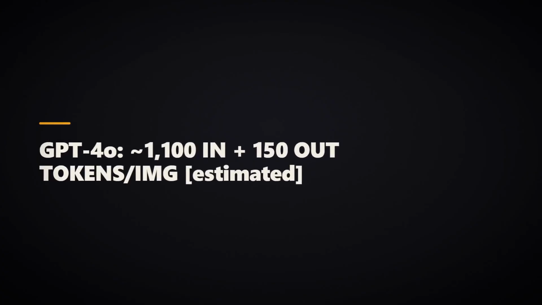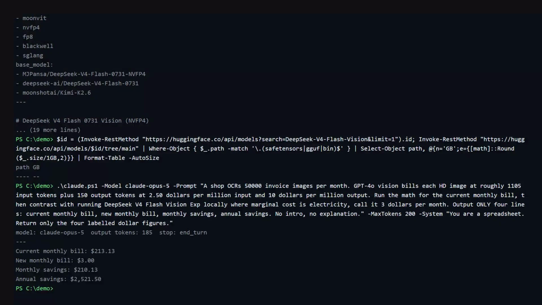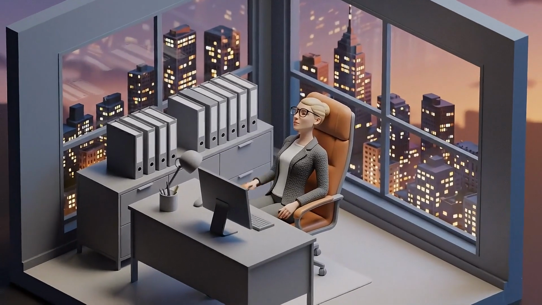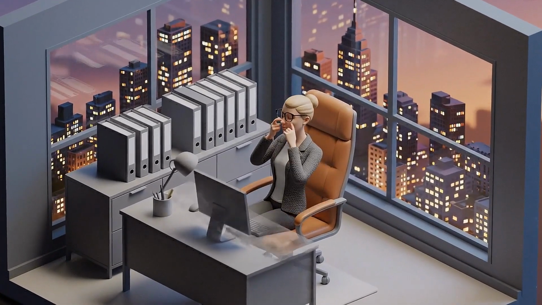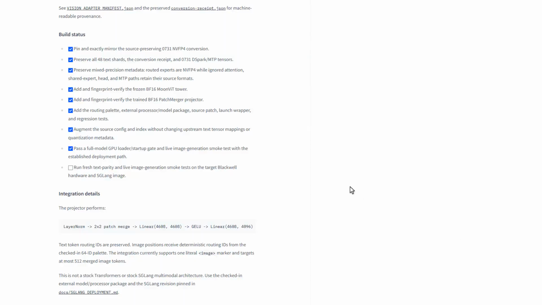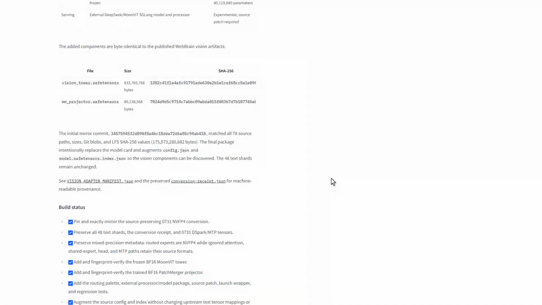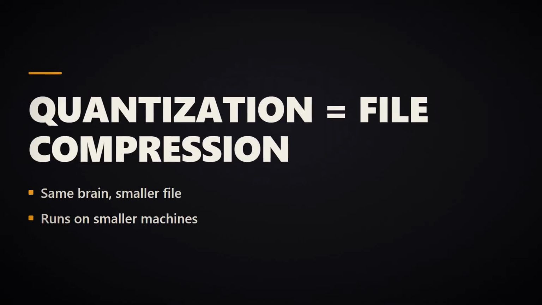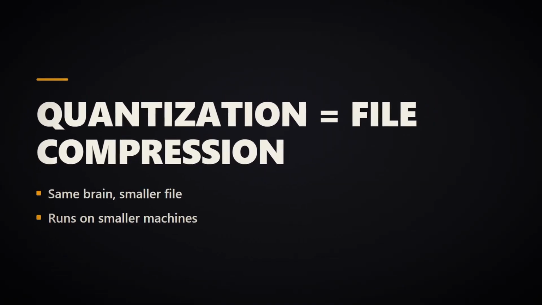Then the cost math. I fed Claude a real workload. 50,000 invoice images processed per month. GPT-4o Vision billed per token, roughly 1,100 input tokens per HD image, 150 output tokens at the current price sheet. Current monthly bill, $213. New monthly bill on a local box, $3. A saving of $210 every single month, $2,521 every year, on one workflow, in one shop.